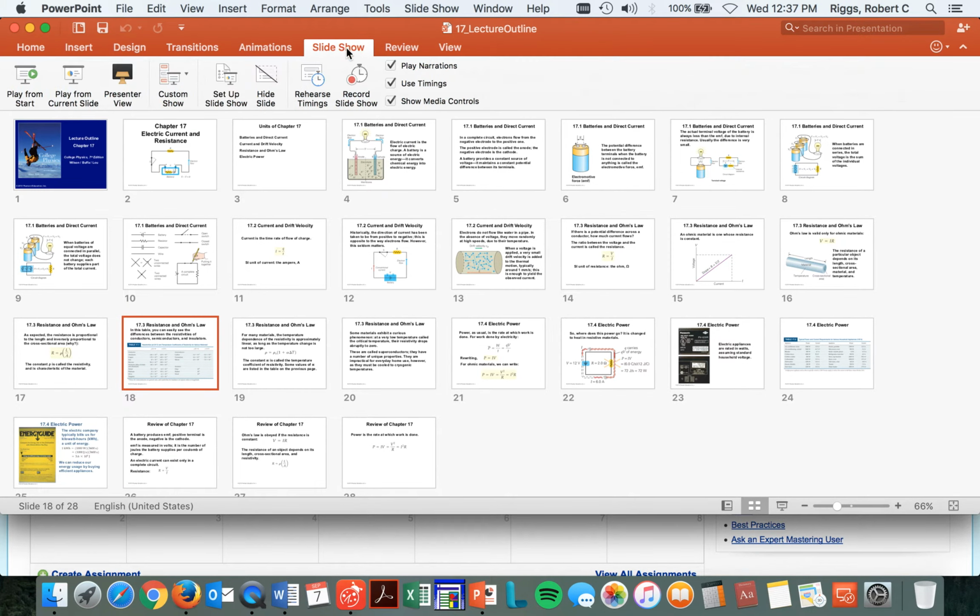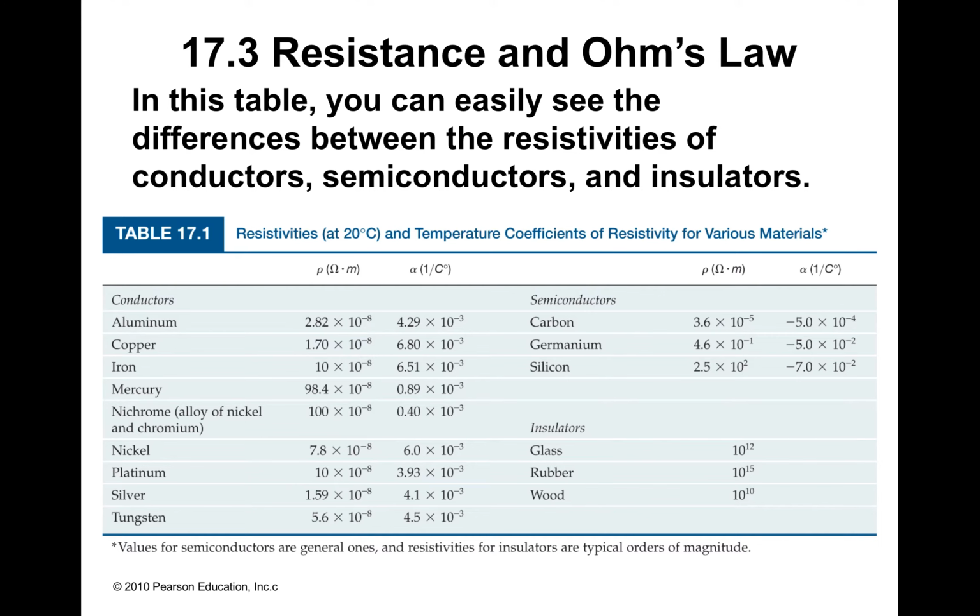slides here real quick. Do the slideshow, everybody's favorite. Okay, so notice the resistivity of copper, 1.7 times 10 to the negative 8. Aluminum's a little bit higher, and since aluminum has a higher resistivity, it doesn't work as well. Silver, 1.59, a little bit better resistivity. Platinum is kind of high, nickel's kind of high.